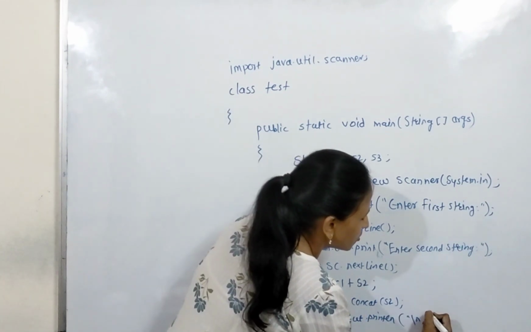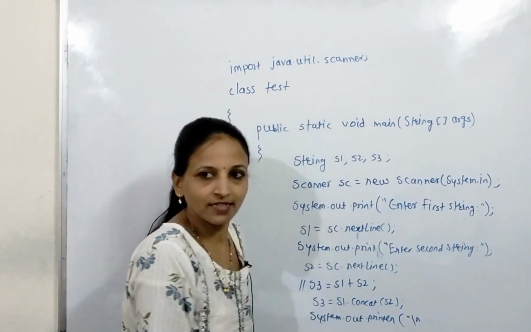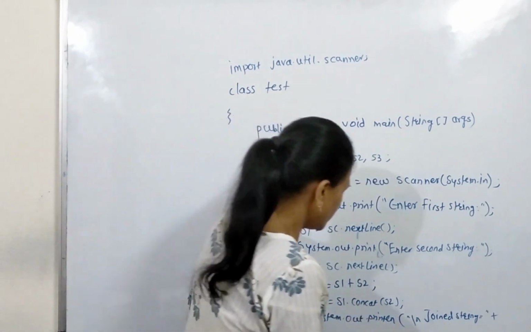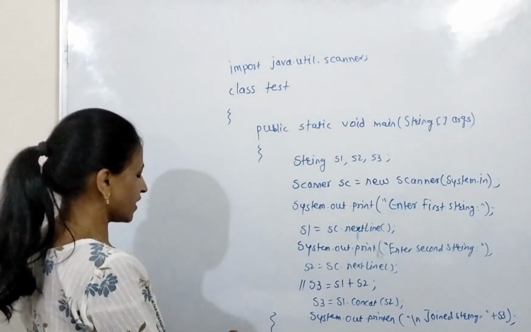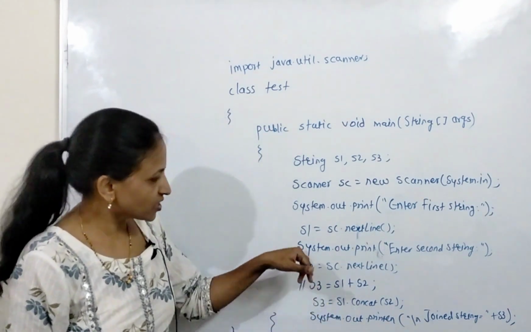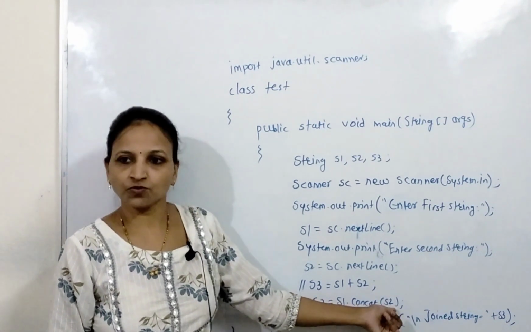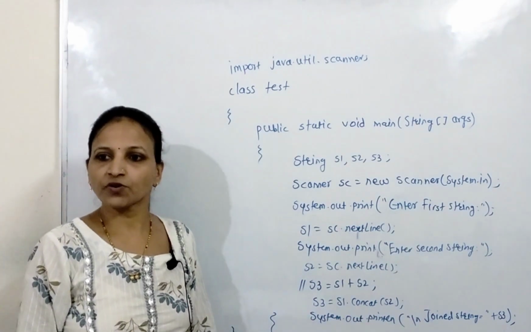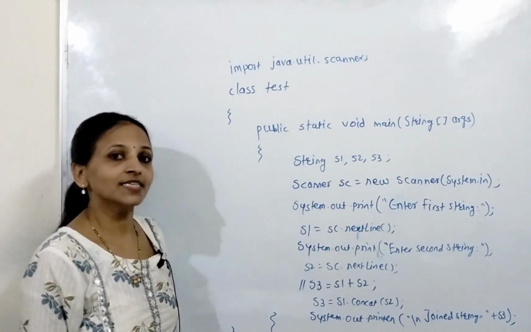Here you can write concatenation or joint string, anything, plus and then S3. Here you can either use S3, or you can again concatenate and join two strings in S1, no problem. Meaning directly you can use S1 equal to S1 dot concat S2, and then S1 also you can print. This is just a program to join two strings in Java.